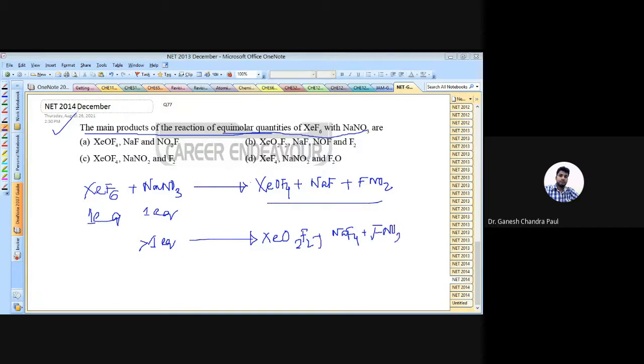You just read all this preparation method as well as the reactions of xenon. Clear? That is extra. So that means if you just check, I think option A is the correct answer. Is it clear? Yes, sir. Yes, sir.